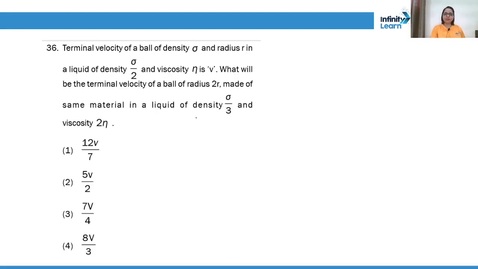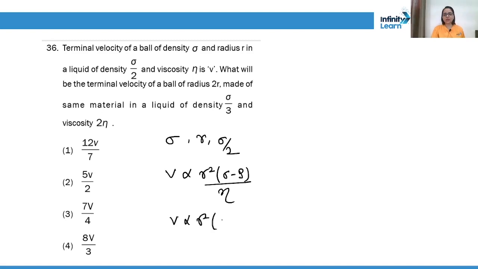Terminal velocity of a ball of density rho and radius r, in a liquid of density sigma by 2 and viscosity eta, is V. So V is directly proportional to r square into (rho minus sigma) divided by eta. In this case, V is directly proportional to r square into (rho minus sigma by 2) divided by eta. So you can write it as V is directly proportional to r square sigma upon 2 eta, right?